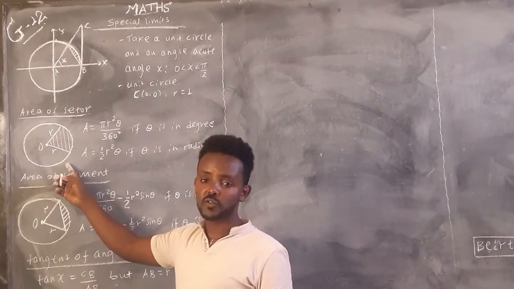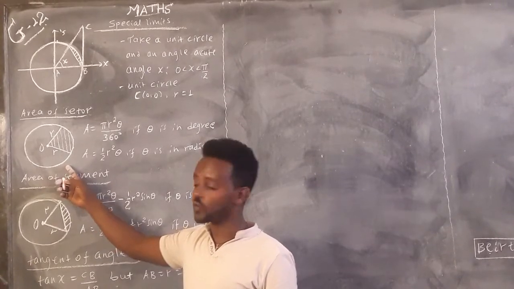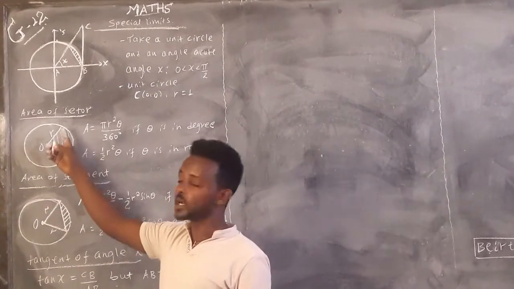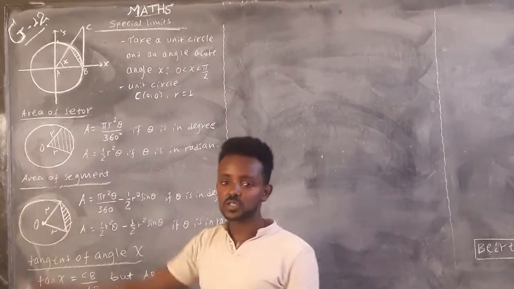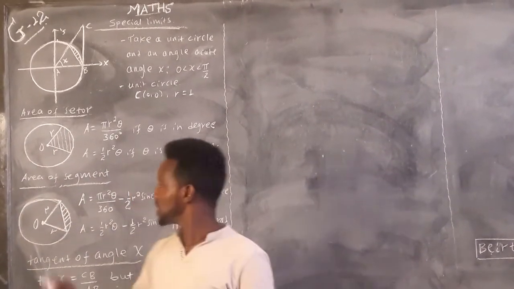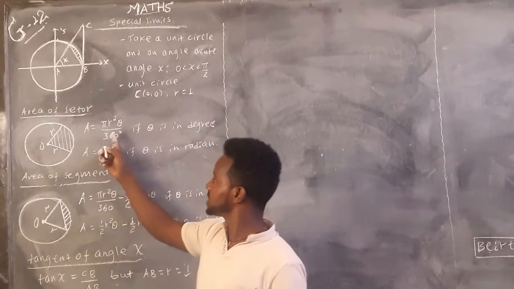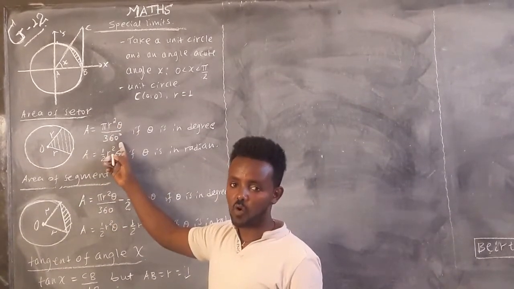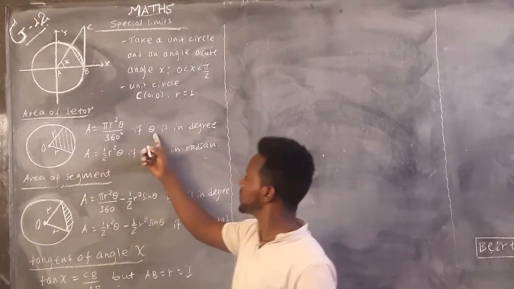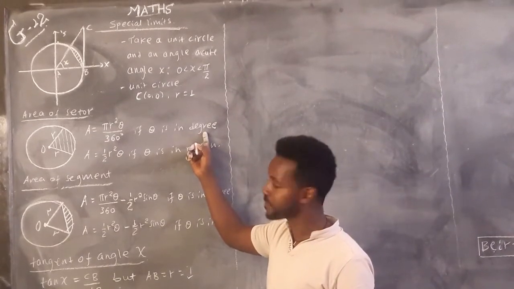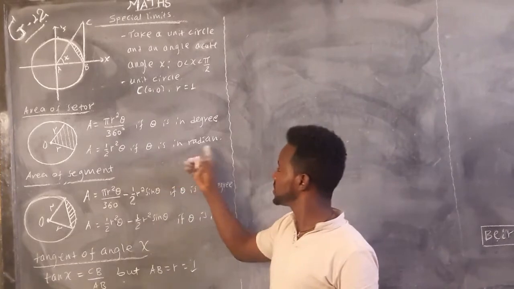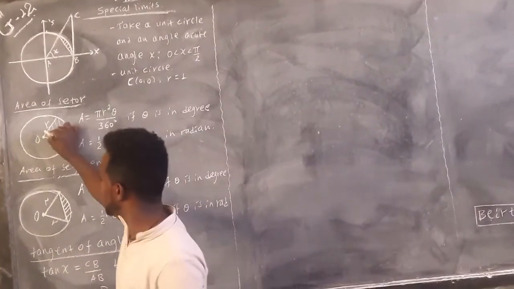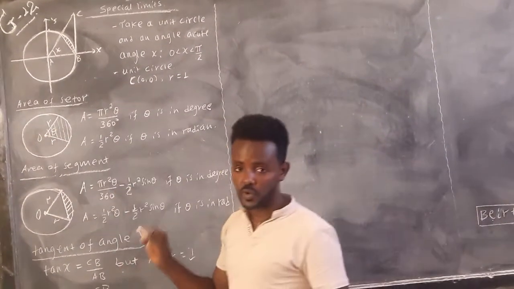A sector is part of a circle formed by two radii of the circle and an arc. The area of the sector is given by pi r squared theta over 360 degrees if theta is in degree measure. If theta is in radian measure, the area is half r squared theta, where theta is the angle formed between the two radii.